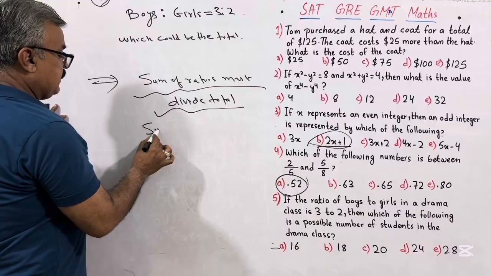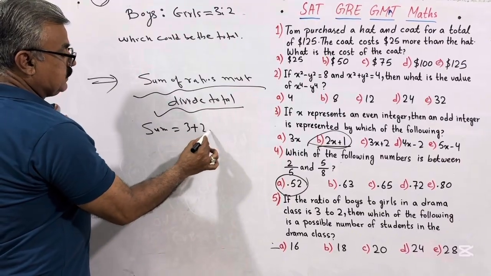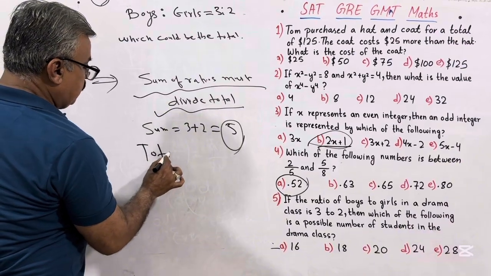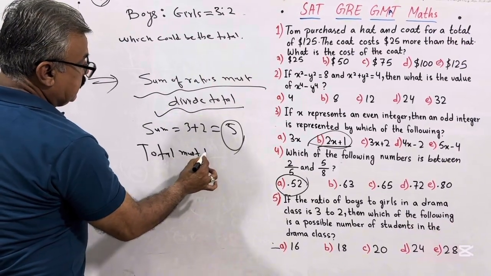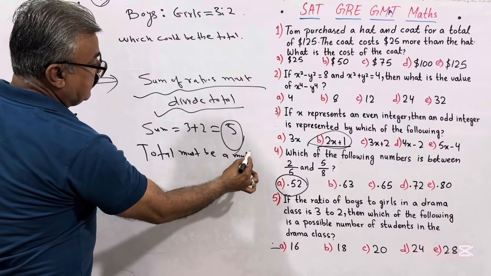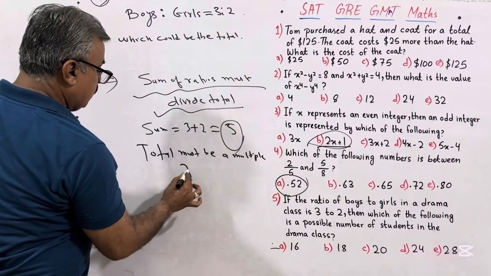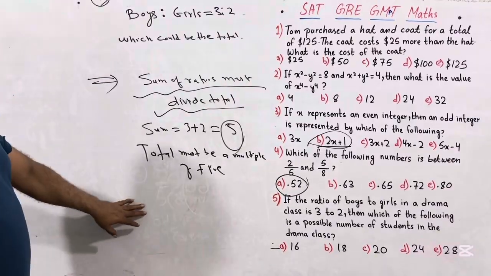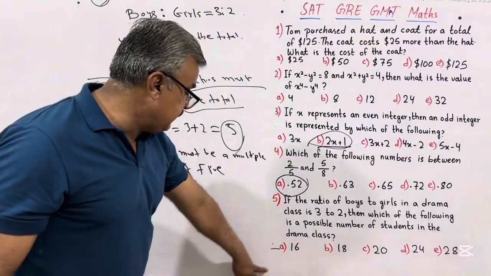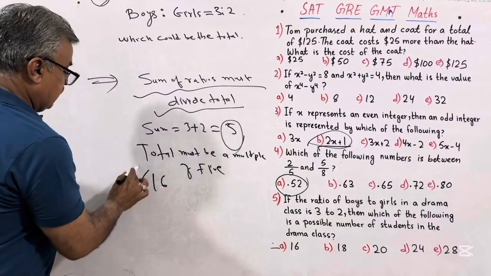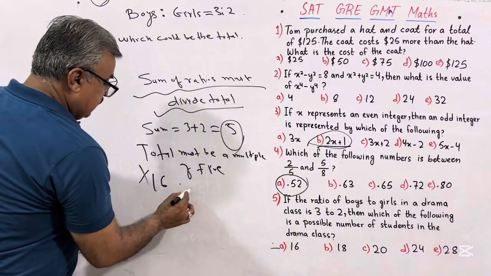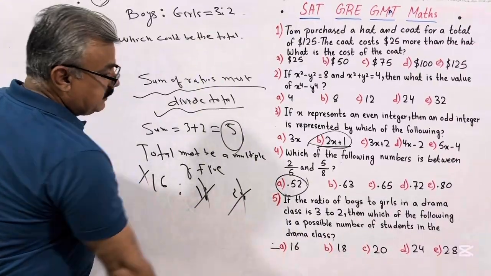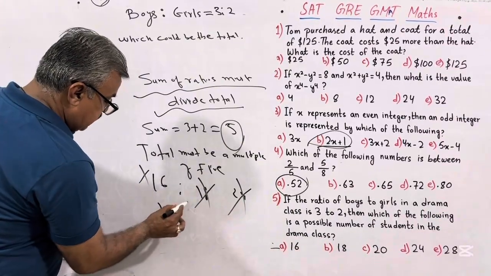The sum of the ratio is 3 plus 2, which is equal to 5. So the total must be a multiple of 5, or the total must be divisible by 5. Look at this: 16 is not divisible by 5. What about 18? Also not divisible by 5. What about 24? Not divisible by 5. Similarly, 28 is not divisible by 5.